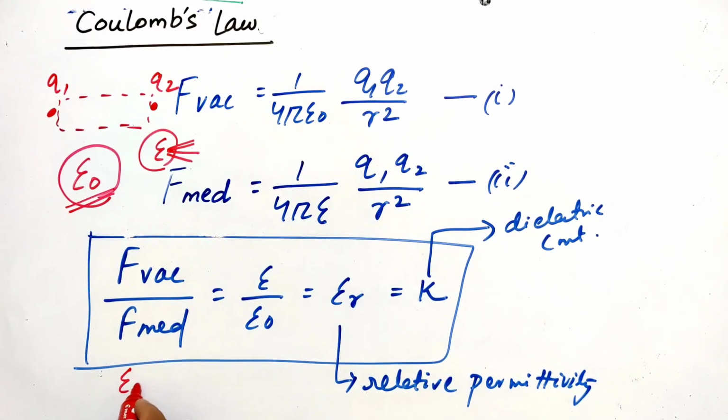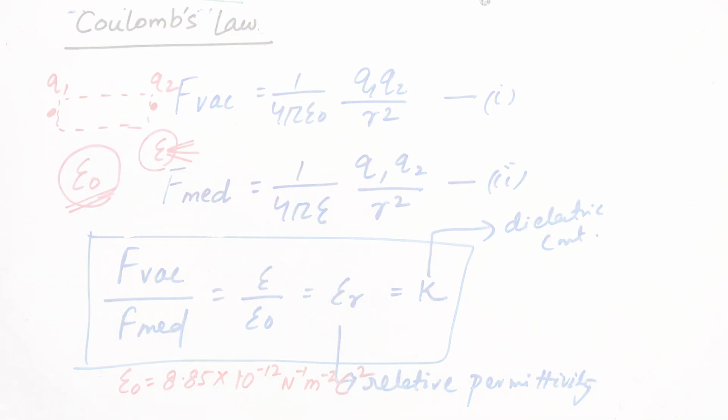The value of epsilon naught is 8.85 times 10 to the power minus 12 Newton to the power minus 1 meter to the power minus 2 Coulomb square. This is the value of permittivity.